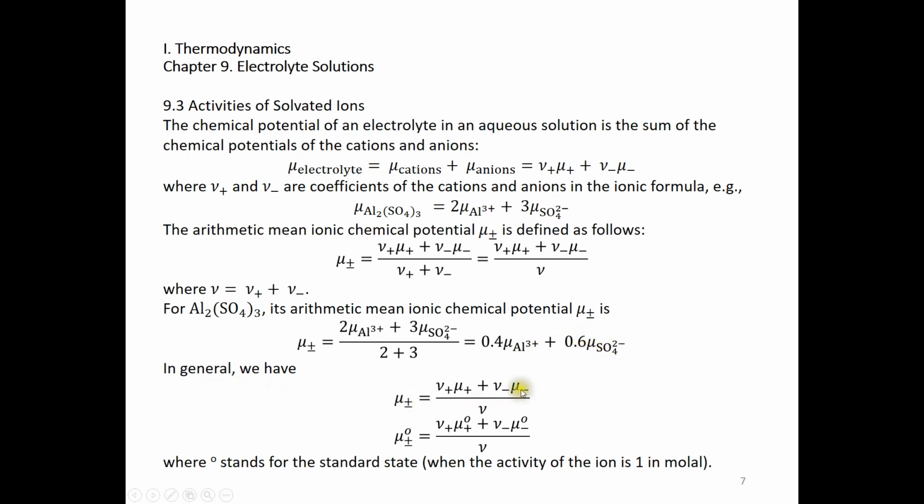And in general we have this equation again. Mu sub plus minus is the arithmetic mean ionic chemical potential. It's equal to the average of the chemical potentials of the cations and anions altogether over here. And in this equation we simply added this superscript naught to denote the standard state. So we're going from a more general equation to a more specific equation under the standard state.